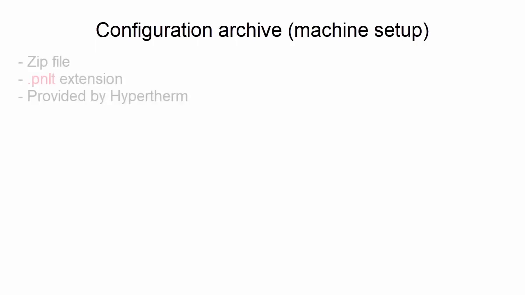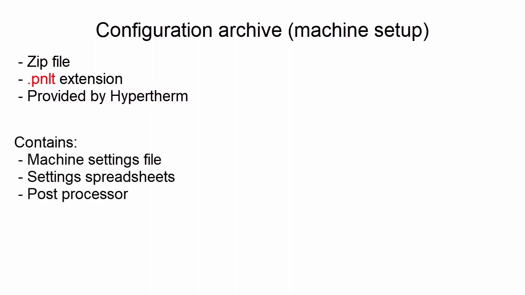The machine setup is a zip file that has a PNLT file extension, and it contains a collection of settings files specific to your machine. It includes things like cutting parameters such as cut speeds or feed rates, curve compensation values, and so on. It also includes the post-processor file, which enables ProNest to create G-code that's readable by your specific cutting machine.